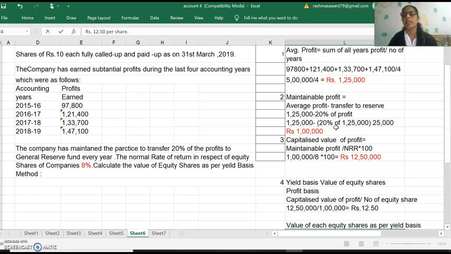Then we convert the profit into capitalized value of profit with the formula. Capitalized value of profit is equal to maintainable profit divided by NRR, that is normal rate of return, multiplied by 100. 1 lakh divided by 8, that is the 8% mentioned in your question, into 100 is equal to rupees 12,50,000, the capitalized value of your profit.